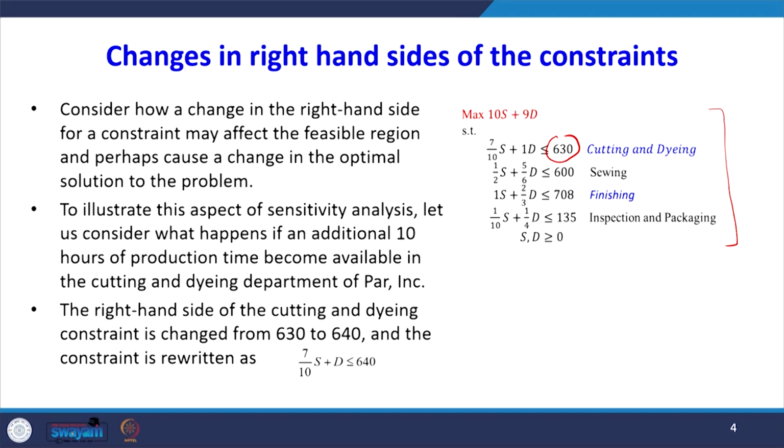To illustrate this aspect of sensitivity analysis, let us consider what happens if an additional 10 hours of production time become available in the cutting and dyeing department. So, the right hand side of the cutting and dyeing constraint is changed from 630 to 640 because we got 10 hours of additional resources. Now our constraint becomes 7/10 S plus D less than or equal to 640. Previously it was 630. We have added another 10 units of resources, now it becomes 640.